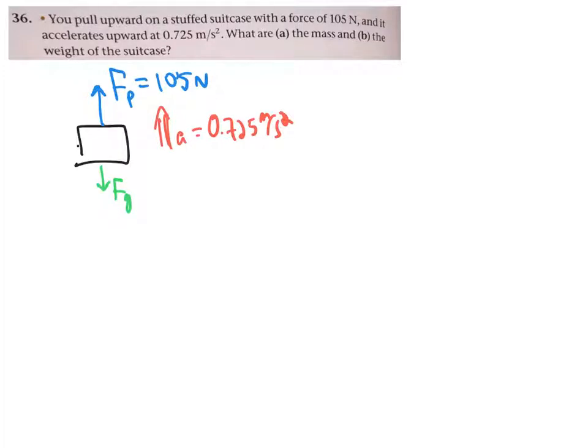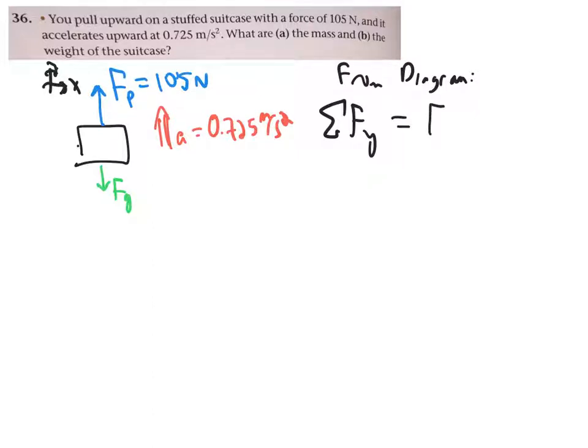From the diagram, we can get an expression of the net force. The net force in the y direction, because we'll take our standard y and x axes, is going to be the pulling force and the weight, but the weight acts downward, so we should use an opposite sign for that.